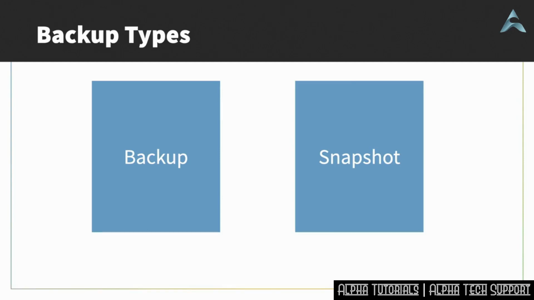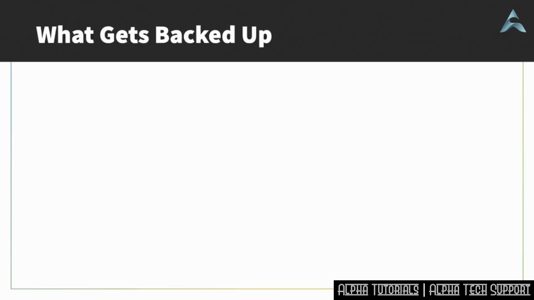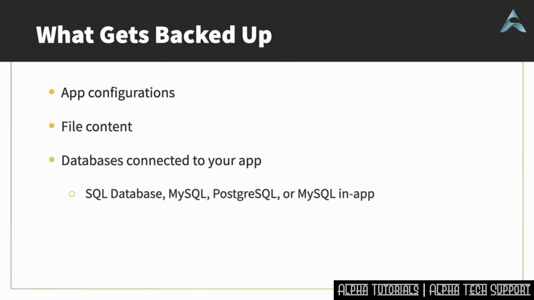And then we have traditional backups. We can schedule them and we can configure them. What gets backed up? I told you it's the app and the data. So it's the app configurations and the database that is connected to your app, if it's one of the ones that you can see in here, like SQL Database, MySQL, PostgreSQL, or MySQL in App. All this data gets backed up in this zip file.